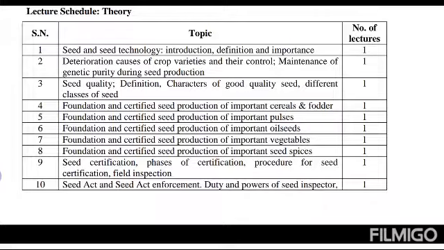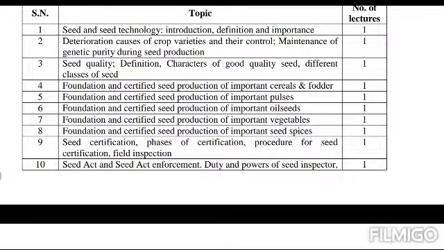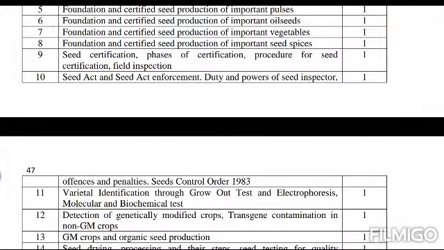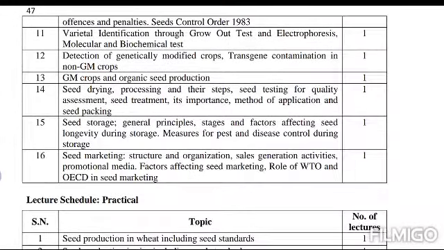definition, characters of good quality seeds, then different classes of seeds, Foundation and certified seed production of important cereals and pulses, fodder, vegetables, oil seeds, then seed spices, seed certification, phases of certification, procedure for seed certification, and field inspections, Seed Act and Seed Act enforcement, duty and powers of seed inspectors, offences and penalties. Along with that, Seeds Control Order is also discussed, that is Seed Control Order 1983.